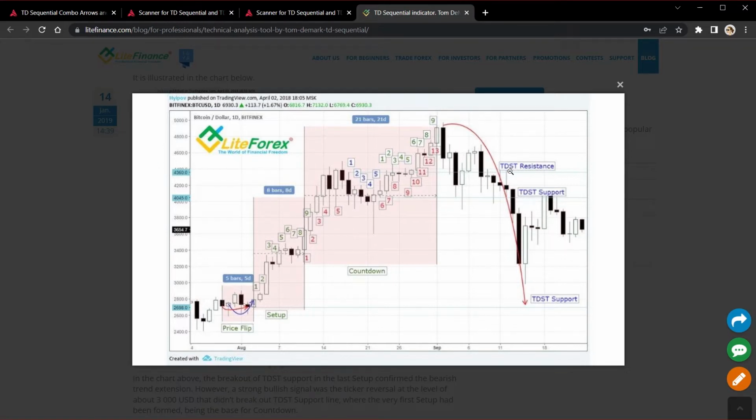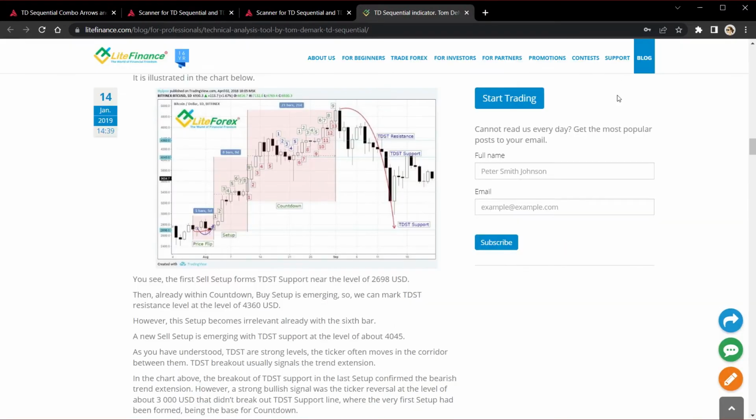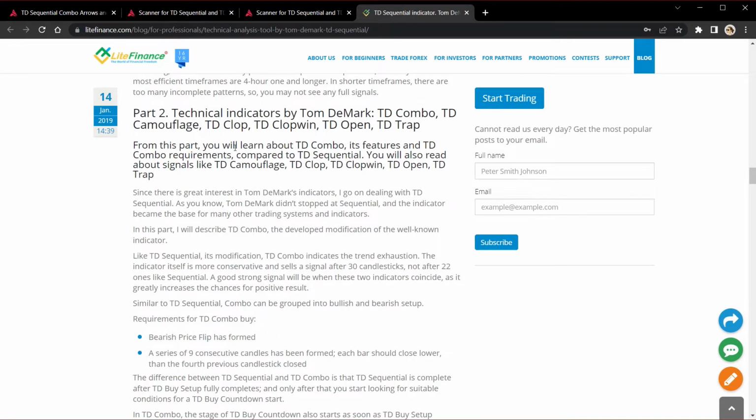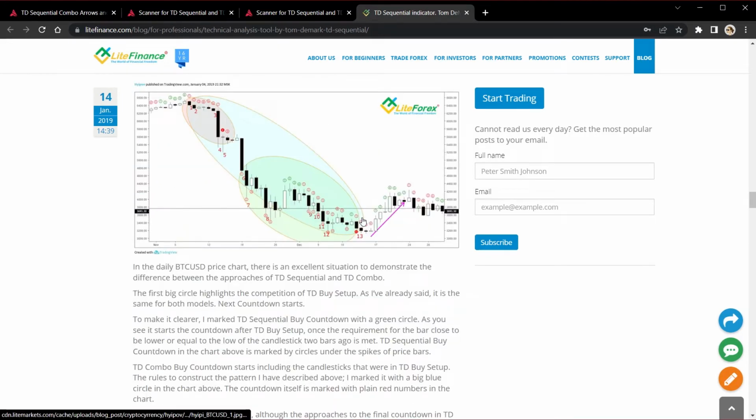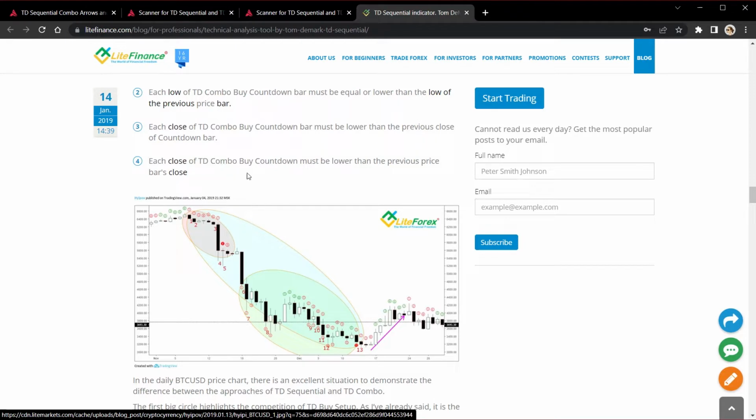And if you are using TD combo, in that case, the setup count and the countdown are both merged. So in my indicator, it only supports the merging of these two counts. And if you are interested in TD combo, you can read about it a little below right here. So this part explains how the TD combo works, and Demark has several other types of checks like TD camouflage and TD clop. All of these are not supported by my indicator, but you can still read about these right here.